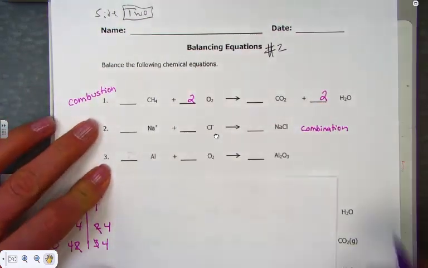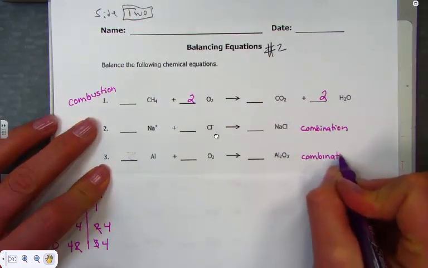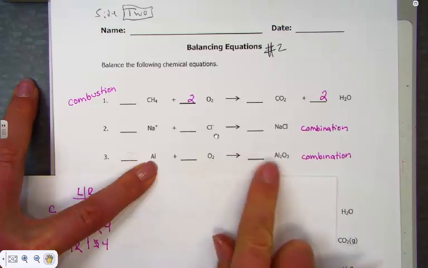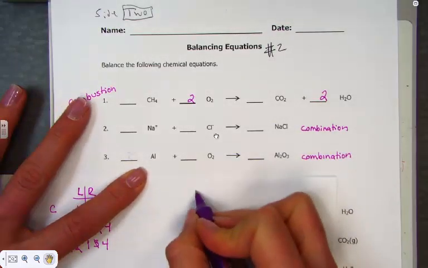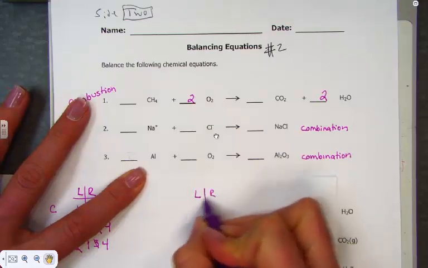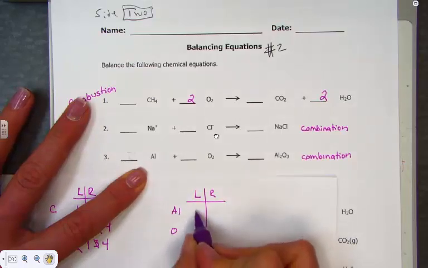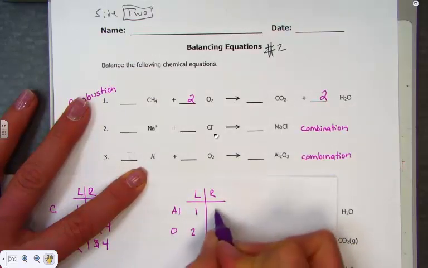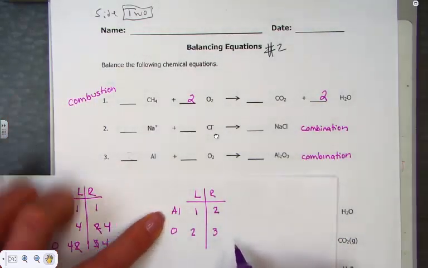Number 3, also a combination pattern. Elemental aluminum combines with elemental oxygen to form a compound based on charge, Al2O3. Tally left and right. We're counting aluminums and oxygens. There's 1 aluminum on the left, 2 on the right. 2 aluminum on the right, 3 on the left. 3 on the right for oxygens.